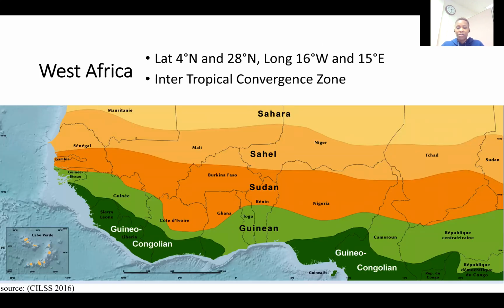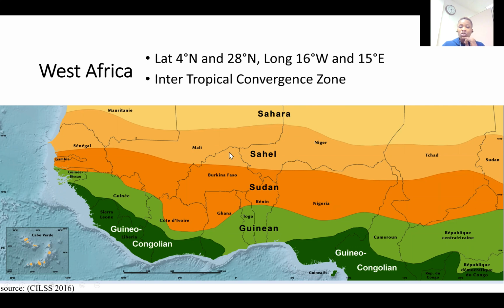So this is a map of West Africa showing the different climatic zones. And the West African climate is highly influenced by the intertropical convergence zone, which is created by two air masses, the southwesterly air mass and the northeasterly air mass. The southwesterly air mass originates from the Gulf of Guinea and is usually moist, wet, while the northeasterly air mass originates from the Sahara Desert and is usually dry.